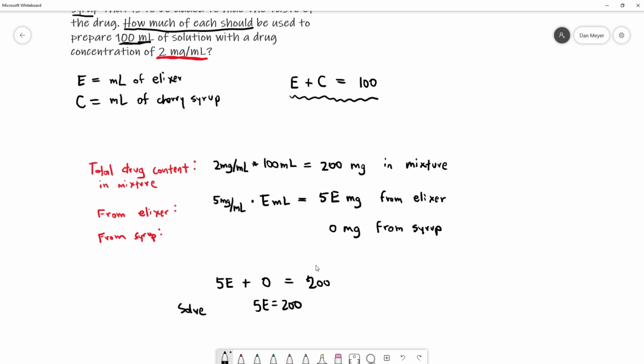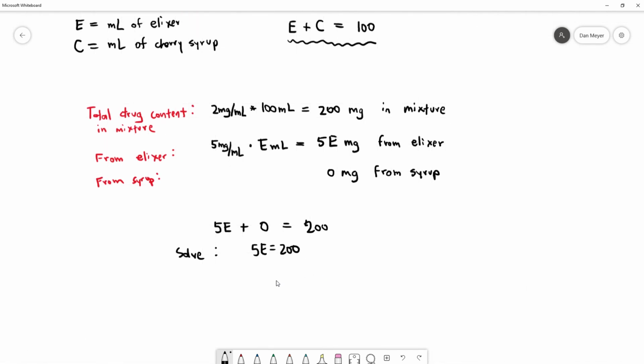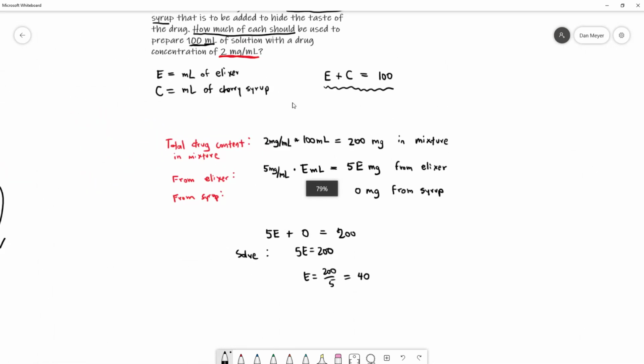So here's our boring math problem. Solve 5E is equal to 200. And here's where you'll get the amount of elixir is 200 divided by 5, which is 40. And then remembering that this came from a story, they want to know how much of each I should have, okay? So if E and C have to add up to 100 and E is 40, that must mean that C is 60.